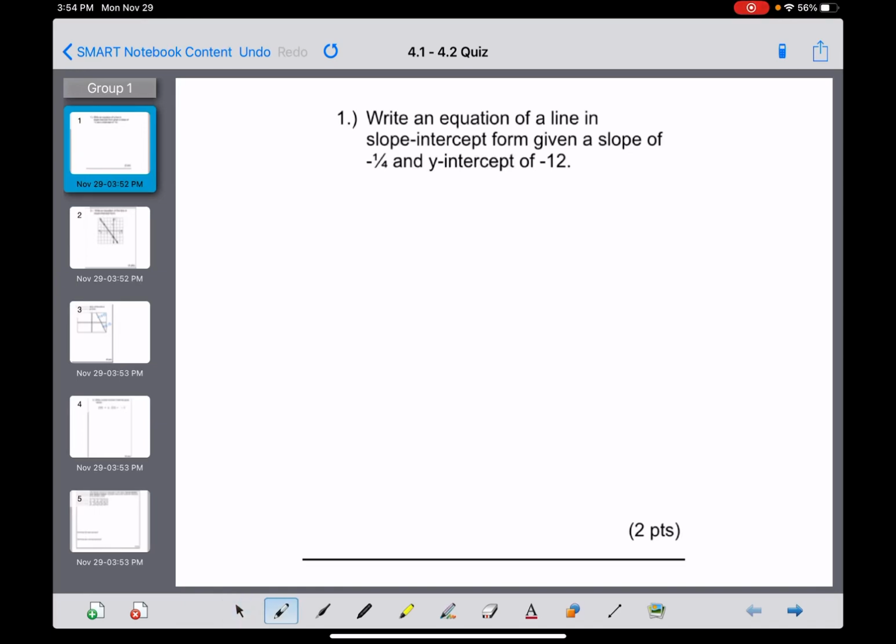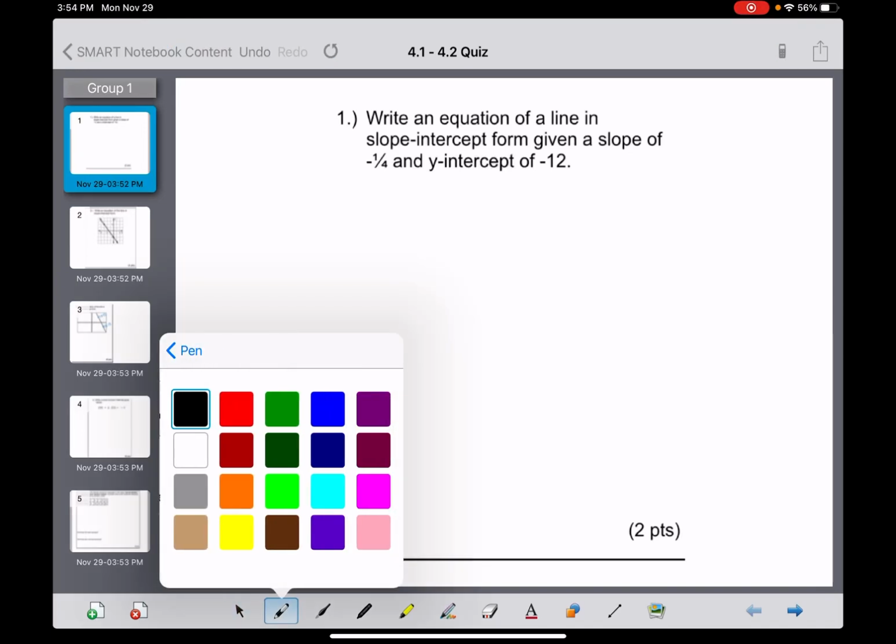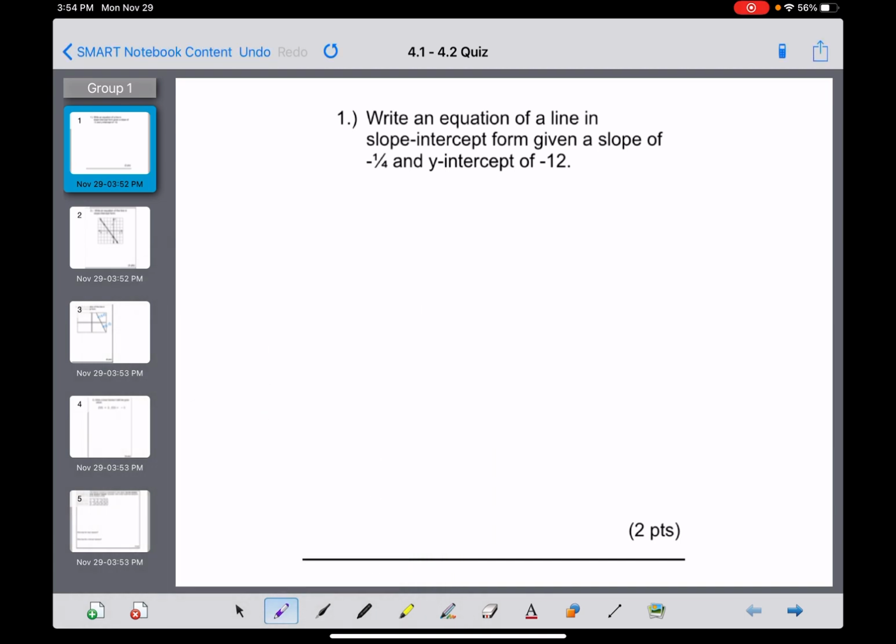Reviewing our quiz from a couple weeks ago, what two things do you need to write a line? Every single time you should be thinking this. The two things that you need are the slope and the y-intercept.